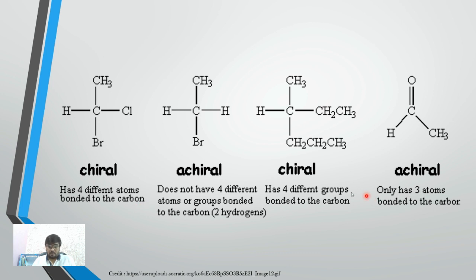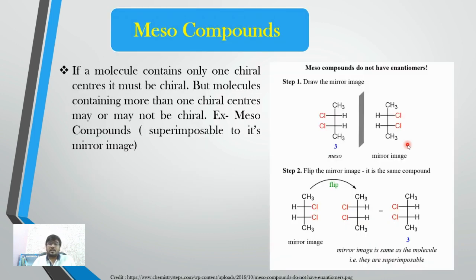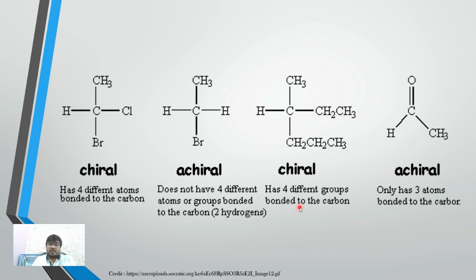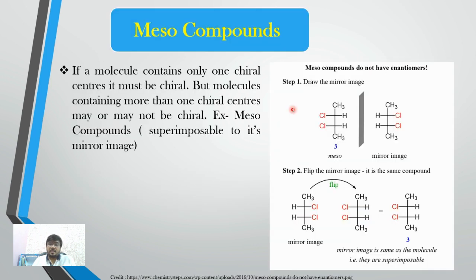Here are some examples of chiral and achiral compounds. Particularly, let's see this example, because these two H's are the same, that is why the system is achiral in nature. And here all four groups are different, that is why this is chiral. Similarly, this is a planar structure because this carbon does not have four groups, and that is why it is achiral in nature. So basically, this is the chiral center.